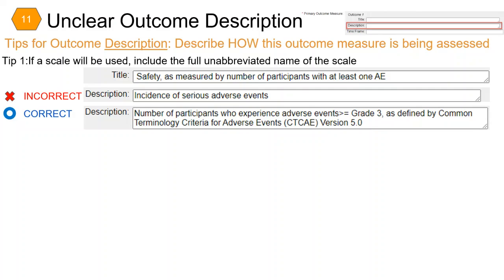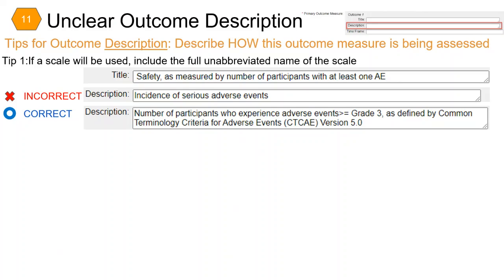So now, the outcome description. Here you need to describe how the outcome that you just named in the title is being assessed and quantified. This does not mean lab techniques or detailed statistical analysis methods. It just means how you are counting what you're measuring. So tip 1: a lot of outcomes use a scale. If that's the case, include the full unabbreviated name of the scale, because ct.gov requires this information.